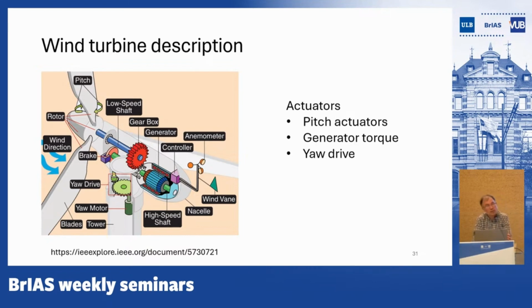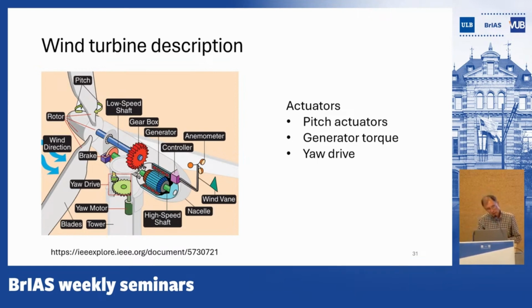So here is a very quick look at what a wind turbine looks like. So you have here the 3 blades of your turbine. You have what is called the low-speed shaft that drives a gearbox. You have the high-speed shaft that is connected to the generator producing electricity. Now what I want to stress here are the 3 main types of actuation mechanism on this wind turbine. So you have the pitch. So the pitch allows you to orientate the blades.